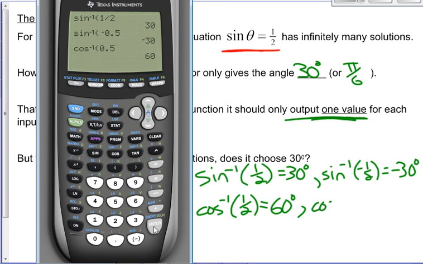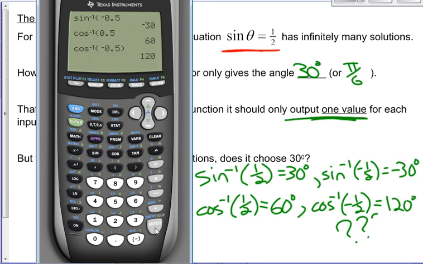And then I'm going to do inverse cosine of negative a half. And I'm expecting that's going to be maybe negative 60, which doesn't actually make much sense. And it tells me 120. Hold on, there is some wacky stuff going on here. What is going on?